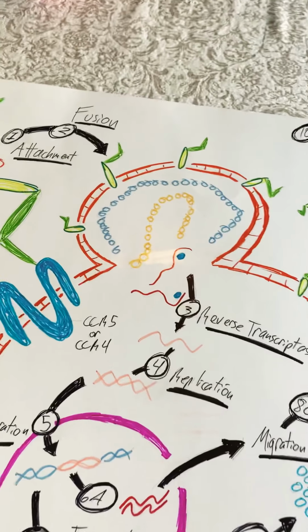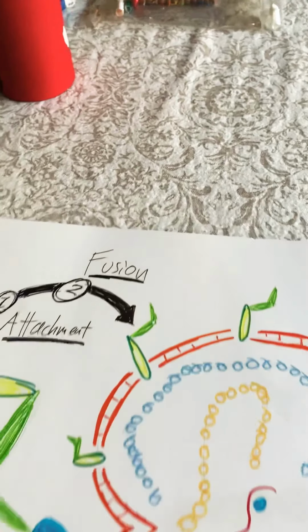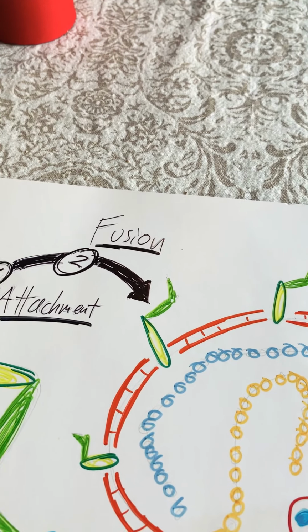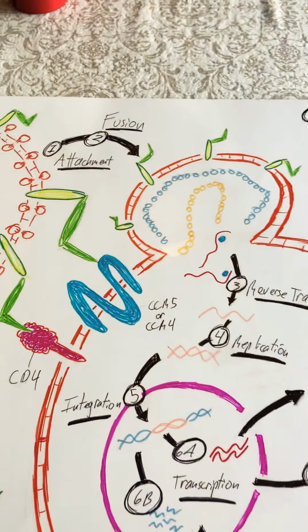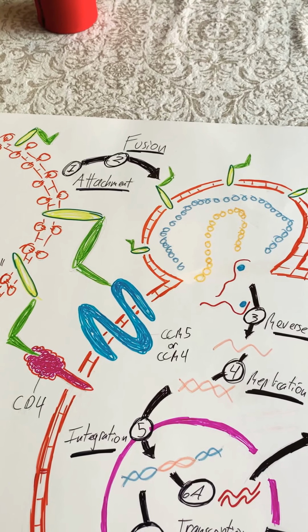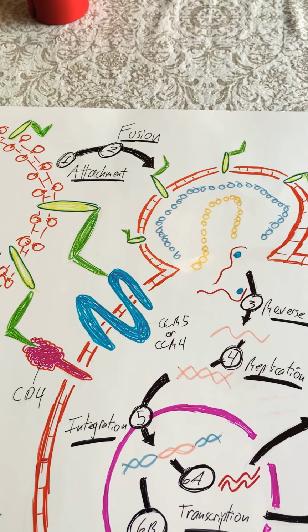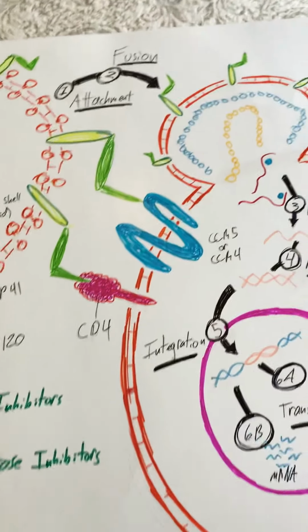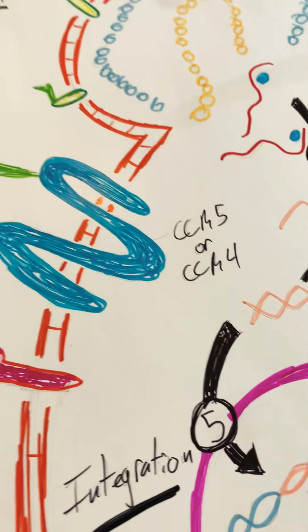So the second step is fusion. The lipid bilayer envelope of HIV fuses with the lipid bilayer of the host cell membrane. One drug, Maraviroc, blocks HIV entry by binding to CCR5. That's CCR5, or it could be CCR4.